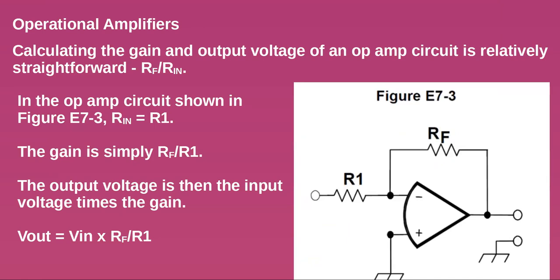Okay, so in the typical circuit, which is the inverting amplifier, the gain is going to be the feedback resistor divided by the input resistor. There's RF over R1. So the output is going to be the voltage in times the gain of the closed loop circuit.